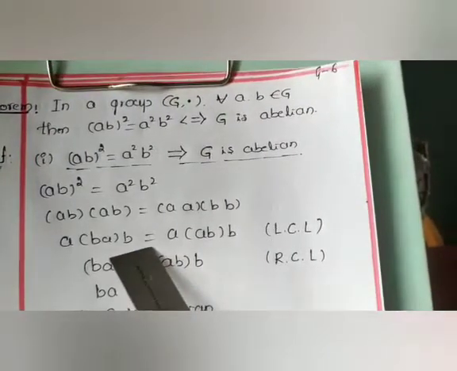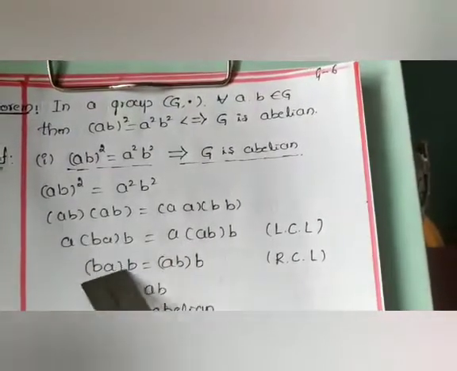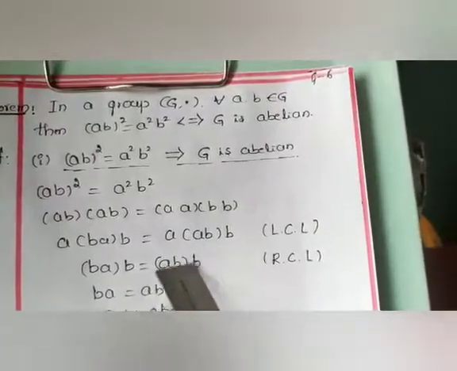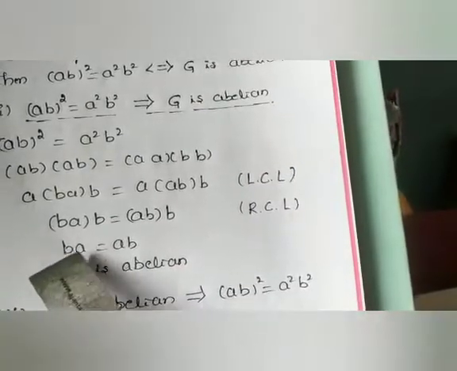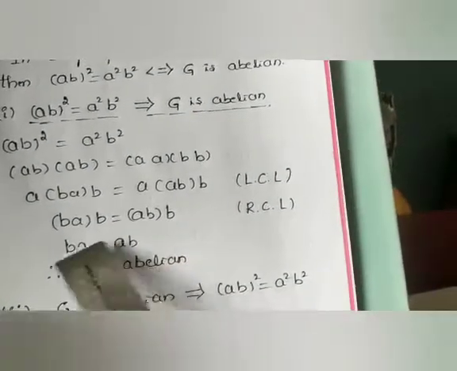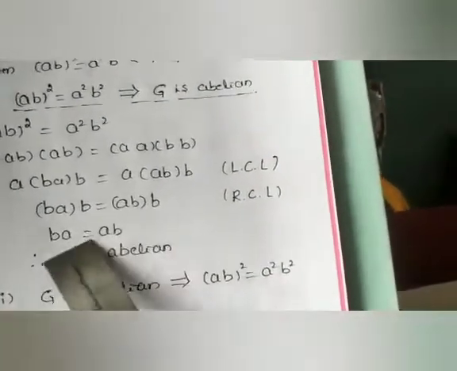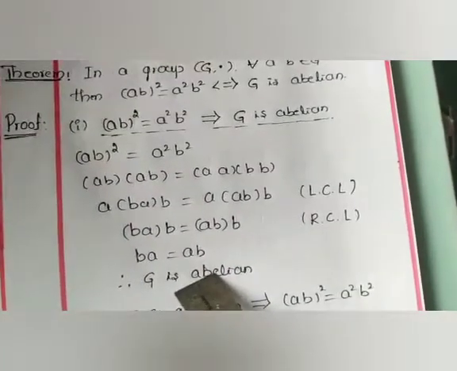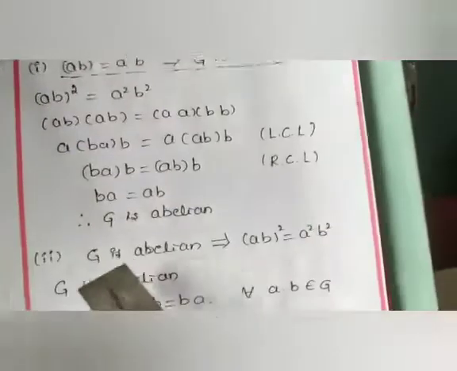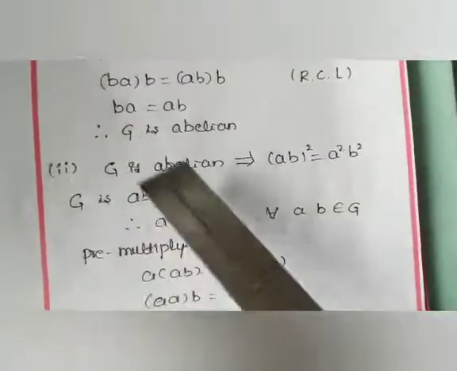a into (ba) into b is equal to a into (ab) into b. Cancel the a on both sides by means of the left cancellation law. What are you left with? ba into b equal to ab into b. Cancel the right side b on both sides by means of the right cancellation law. What do you get? b into a equal to a into b, or a into b equal to b into a. This means the commutative law has been satisfied. If the group G satisfies the commutative law, it is Abelian. Therefore G is Abelian.